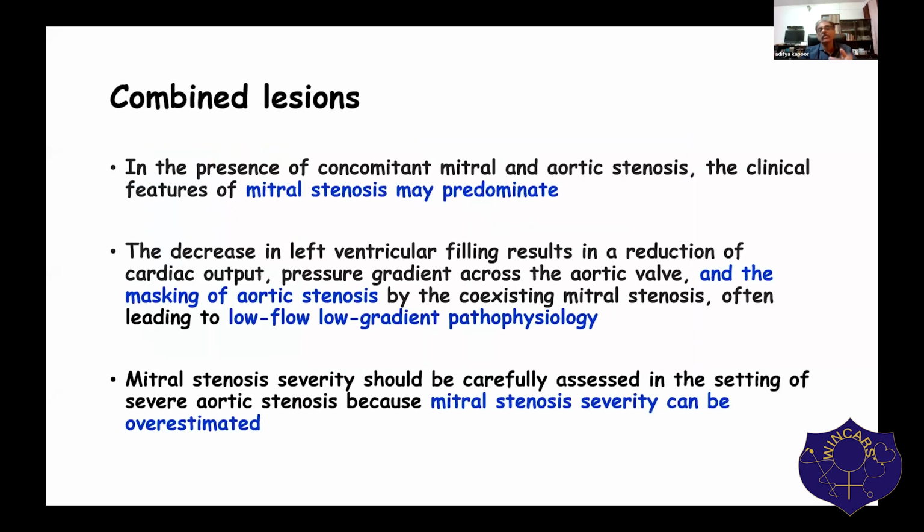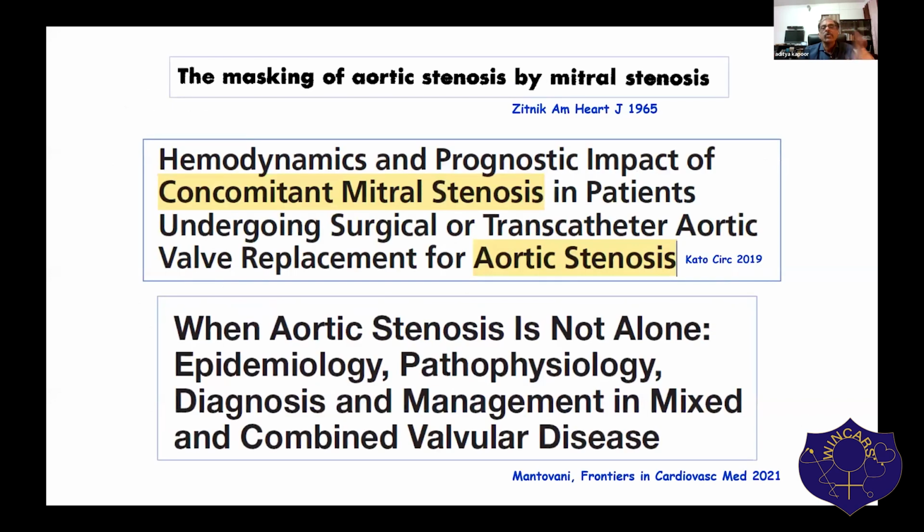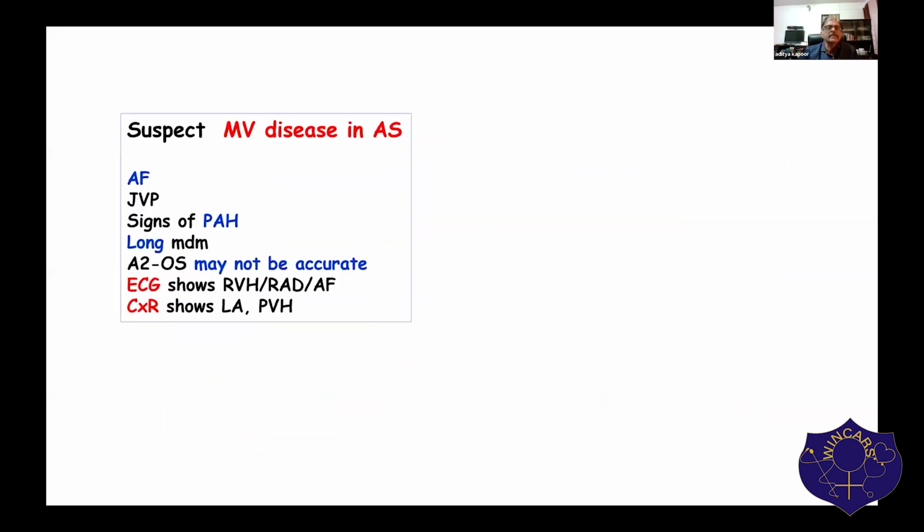So lastly, I'll conclude, Madam touched upon this. MS and AS both are there. So MS will mask the aortic stenosis. Madam told the reason why it happens, so I'll not spend time on that. Again, go through these 3-4 articles to understand how MS and AS interplay with each other. This is the original article published by Zitnik's group in American Heart Journal. This is a recent paper, and this is even more recent, 2021. So I'll conclude, this is the last slide.